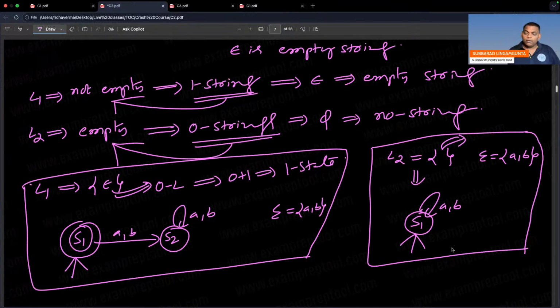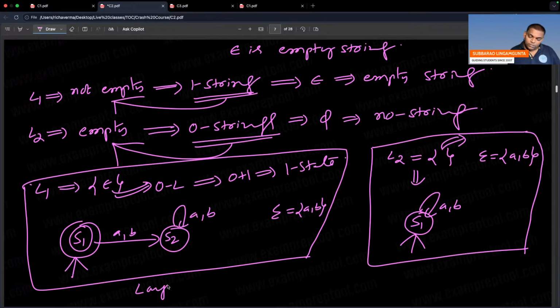Remember everyone, L2 accepts the empty language, right? But if you see, L1 is not accepting the empty language. L1 accepts something, right? A string whose length is 0. The string may be the empty string, but L1 is not the empty language.